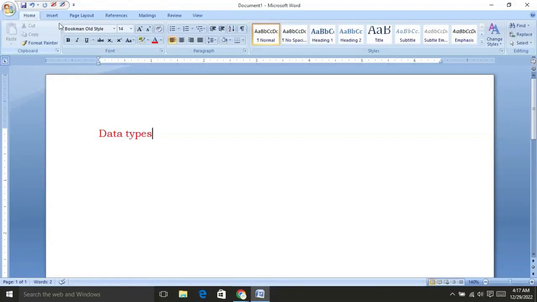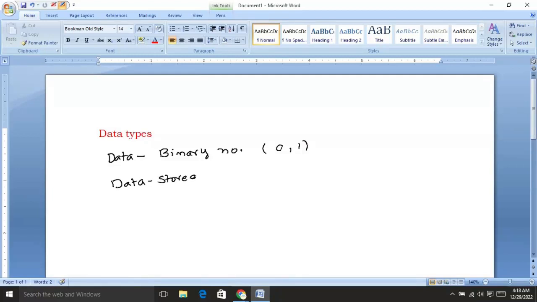Today, I would like to discuss data types in digital computers. In general, we know that the data in digital computers are represented in the form of binary numbers. We know that the binary numbers are only two, that are 0 and 1. The data in digital computers is stored either in the memory or within the registers.